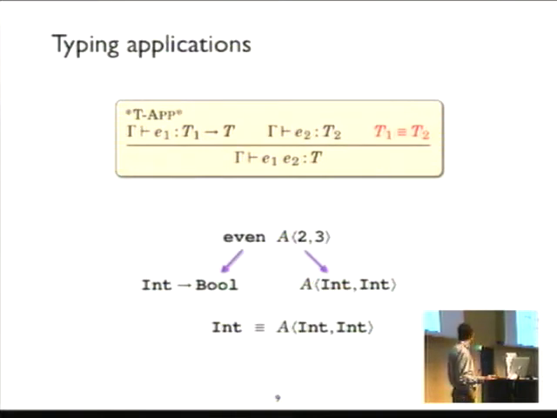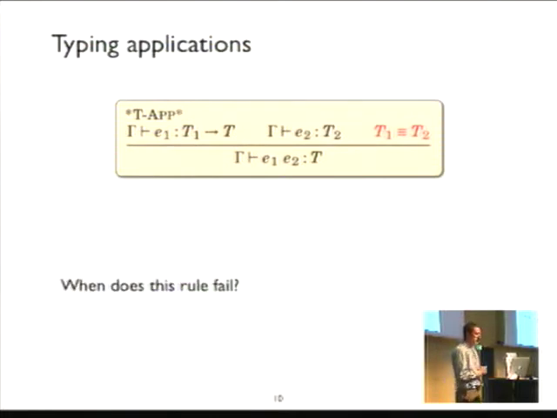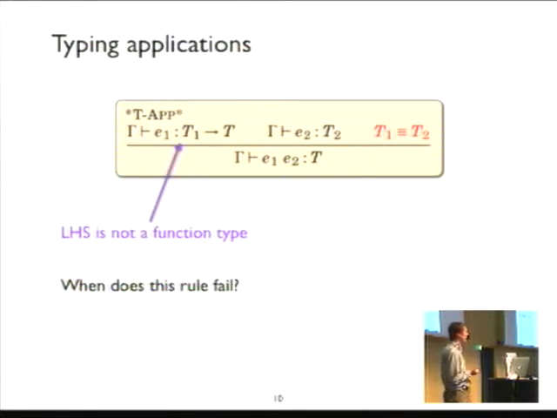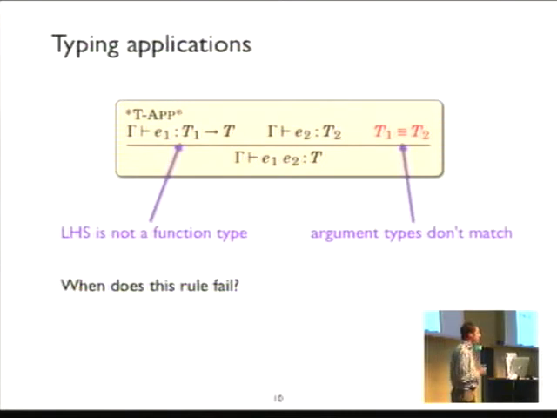Okay, so to support our extension, what we need to ask is, when can this rule fail? Because whenever this rule fails, we need to introduce error types into our result. So there are basically two ways that it can fail. The first one is if the left-hand side of the application is not a function type. That is one way this typing rule can fail. The other way is if our two argument types don't match. So again, in both of these cases, we want to introduce error types.